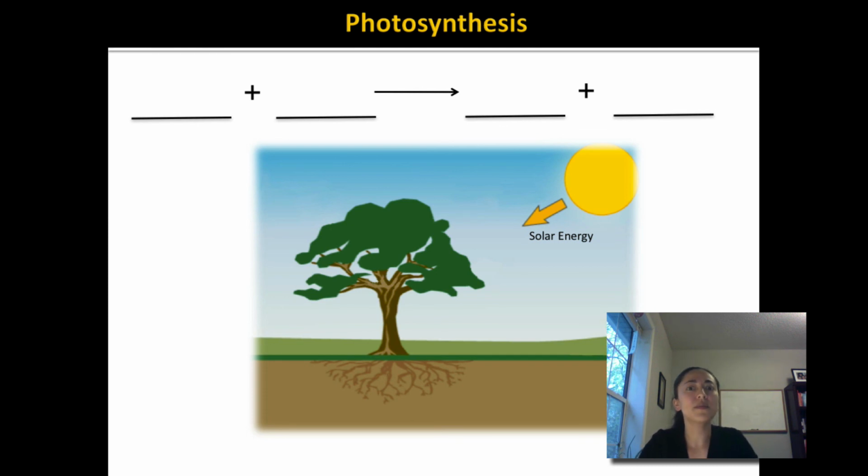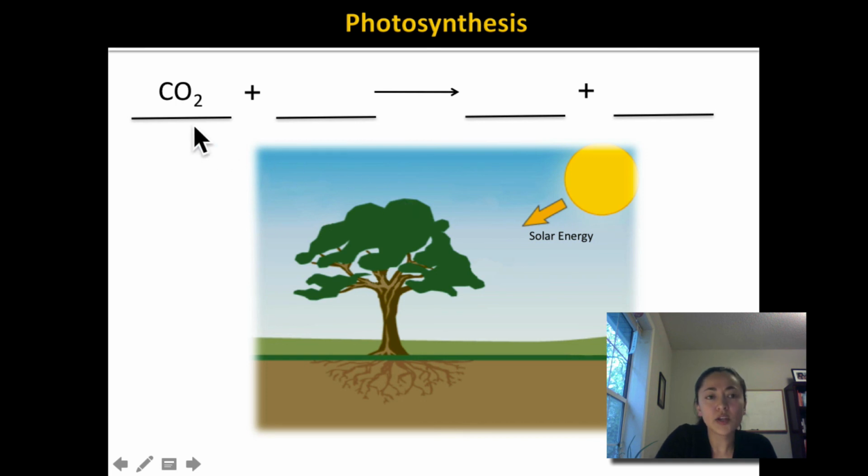Well, if you think about plants, you know that they give us oxygen, right? So that's going to be one of the products that's going to come out over here. But what do they take in? Well, they take in carbon dioxide. How do plants take in carbon dioxide? Well, they actually take it in through little pores or openings in their leaves.